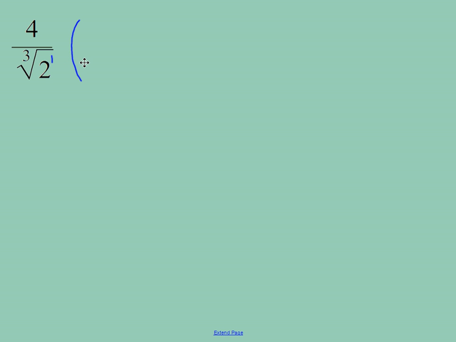In order for me to multiply radicals, they have to have the same root. So I'm going to multiply the third root. Since I want a total of 3 2's, and I currently just have 1, I need 2 more. So I'm going to multiply it by 2 squared. And I'm again going to do that to the top as well. So on the top, I have a 4, and then I have the third root of 2 squared, which is 4. So I have 4 third root 4.